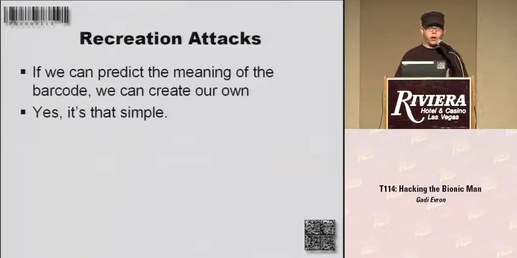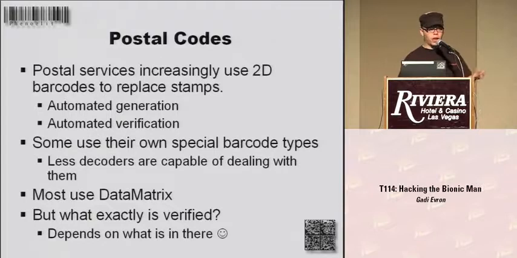Then we have what I call recreation attacks, which means, can I predict what the barcode is going to contain for a specific scenario that I want? If so, I can just print it out. It's that simple. The most obvious target is postal codes. Postal codes are used instead of stamps, right? So they're actually worth money. They use two-dimensional barcodes now because they can automate the process. They don't have to have an intern licking stamps and pasting them on letters, but they print the barcodes on the letters, and it goes a lot faster.